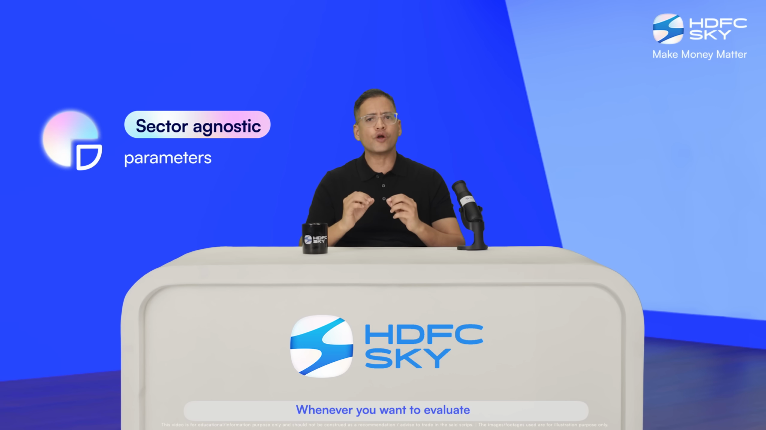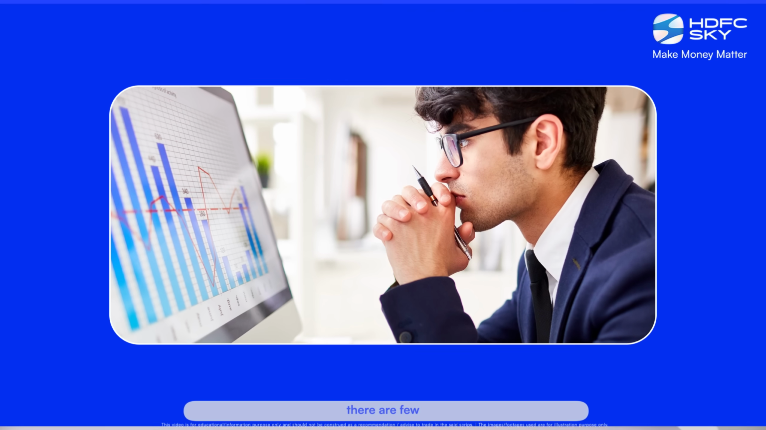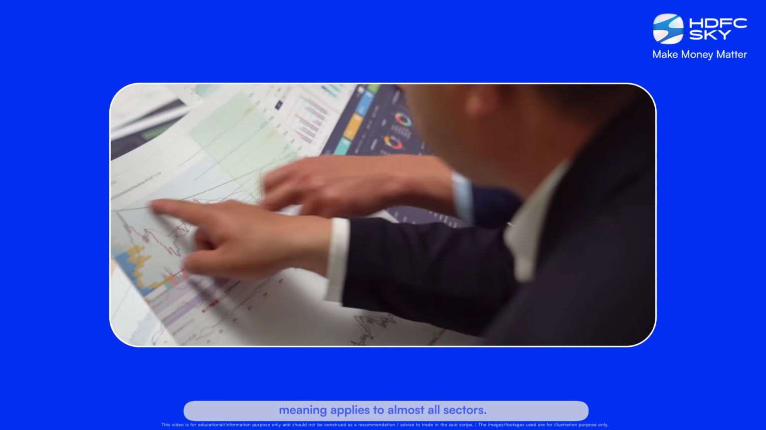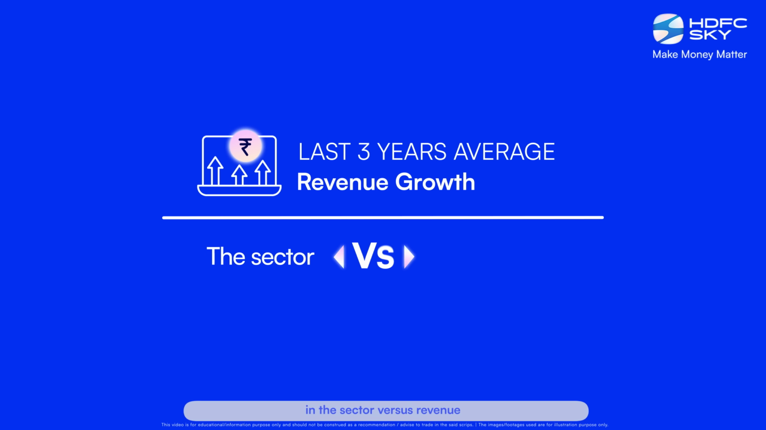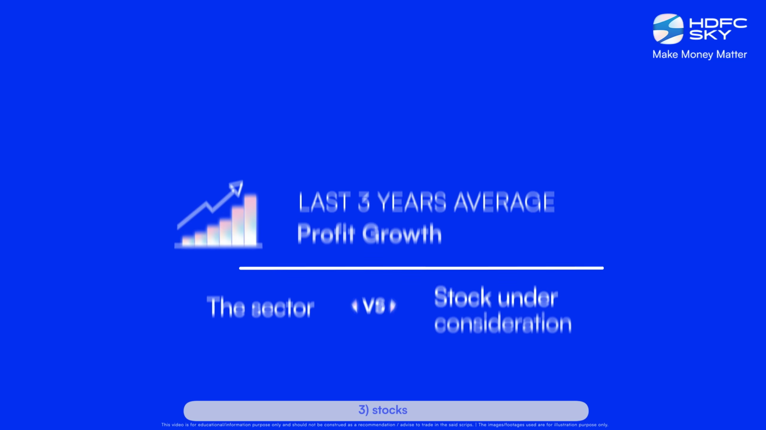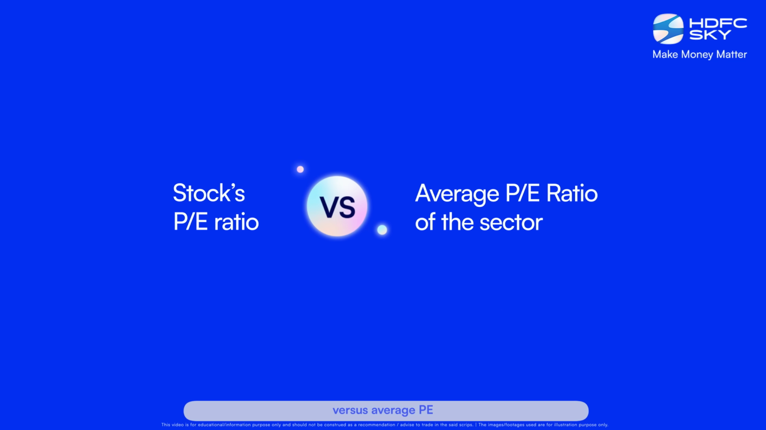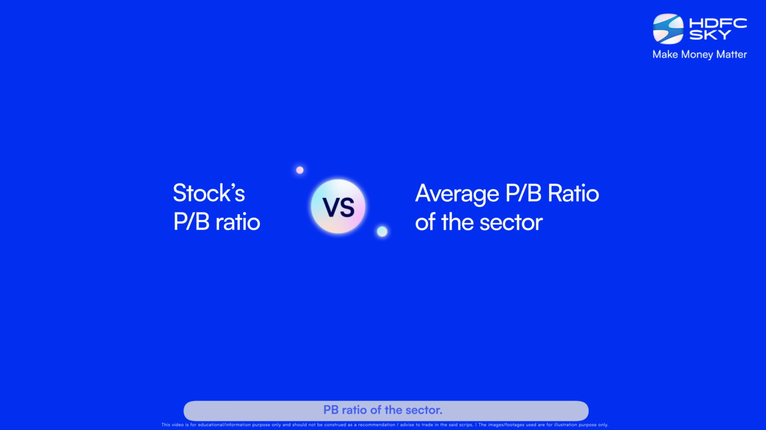Number 3, sector agnostic parameters. Whenever you want to evaluate and study a stock's performance versus its sector performance, there are a few sector agnostic parameters, meaning they apply to almost all sectors, that you should consider comparing. For example, 1. Last 3 years average revenue growth in the sector versus revenue growth of the stock under consideration. 2. Last 3 years average profit growth of the sector versus profit growth of the stock under consideration. 3. Stock's PE ratio versus average PE ratio of the sector. 4. Stock's PB ratio versus average PB ratio of the sector.